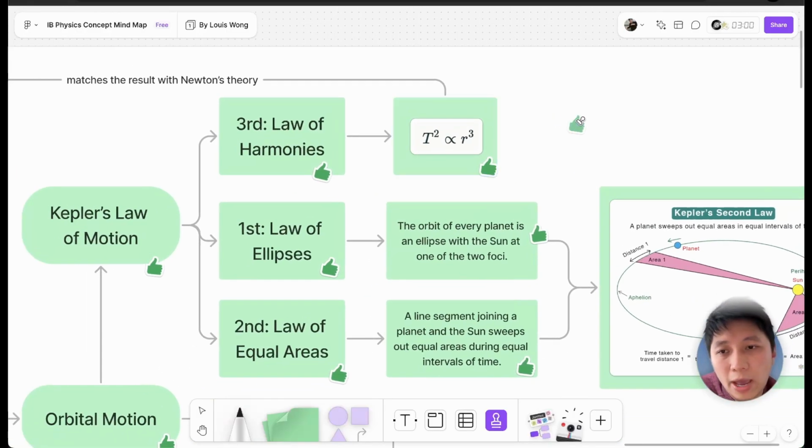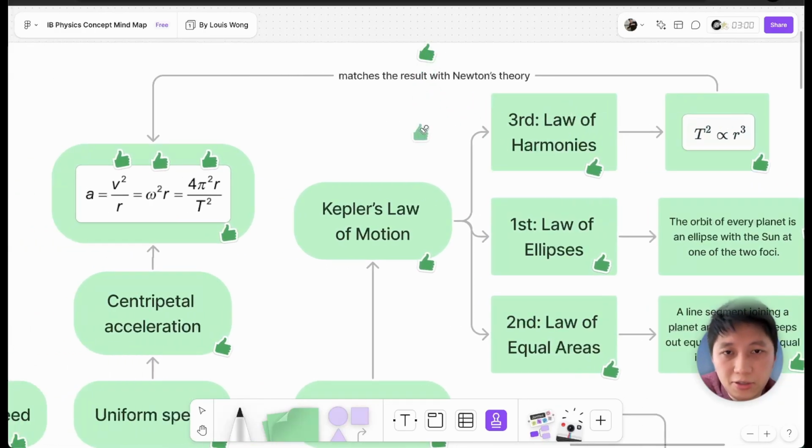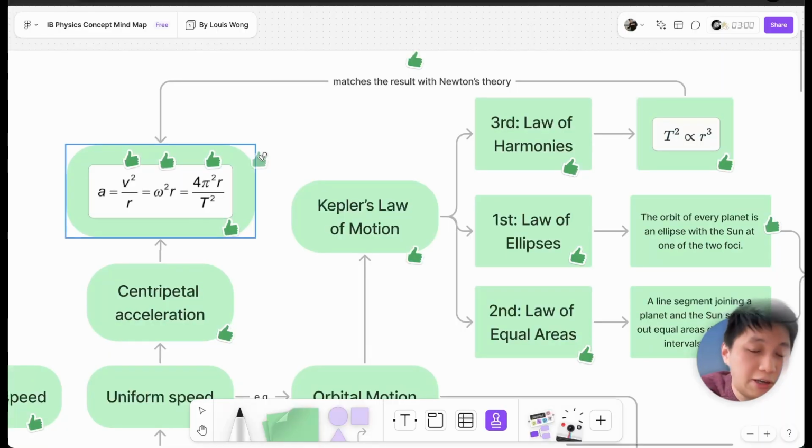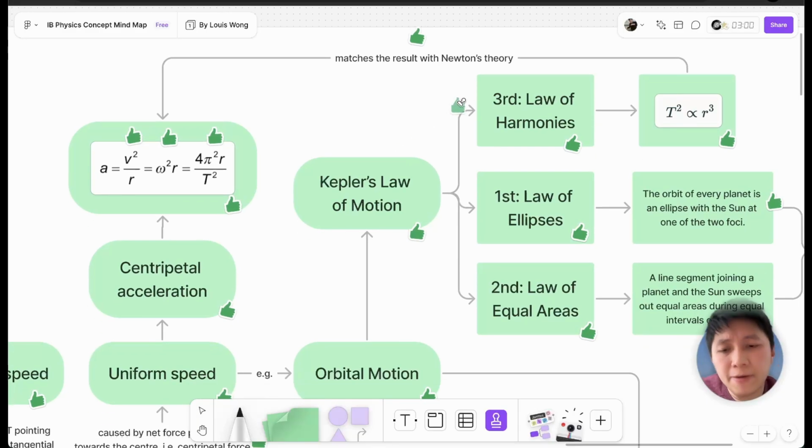And so when Kepler was observing, it was more like an observation, really. He didn't know why. But the good thing about this is it really matched with the result from Newton's theory, which we'll go through the equations later on. And so yeah, it's just so amazing to see that the observation, and then there's more like a theory or hypothesis, and then later on supported by another scientist.